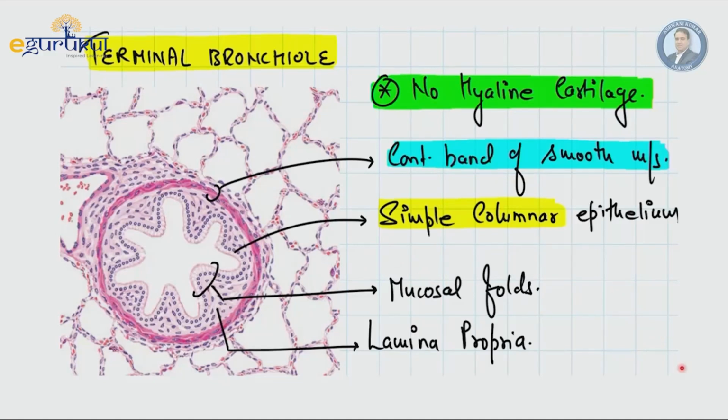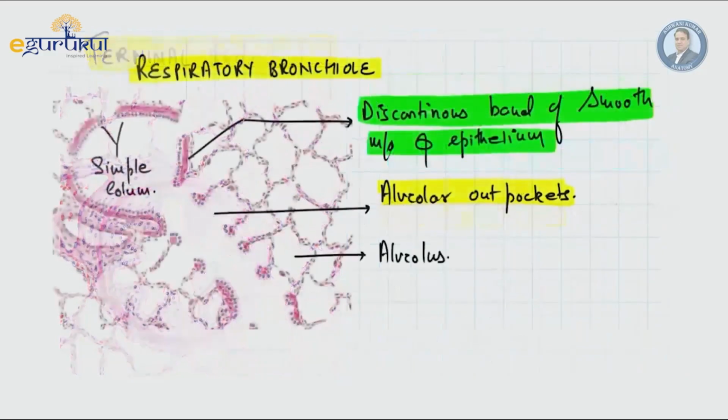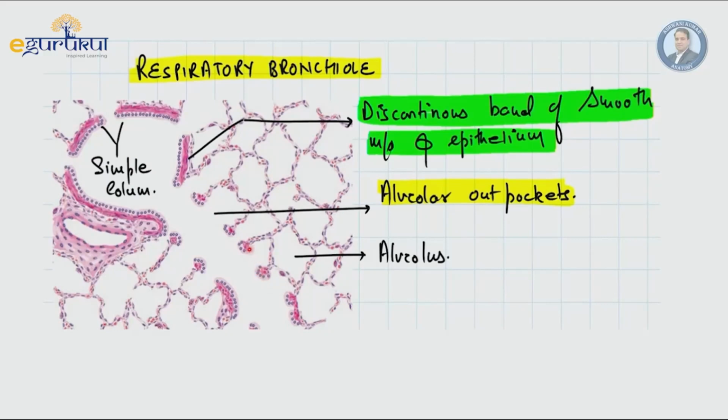Now from terminal bronchiole, if we move on to the respiratory bronchiole, again the features would be more or less the same. You might again see the columnar epithelium, you will see the smooth muscle also. Again, there's no cartilage. But the important feature here is we have a discontinuous band of the smooth muscle. Can you see all these pieces? There is smooth muscle here, here. Look at this smooth muscle here and here. So the lining epithelium is again columnar to cuboidal only.